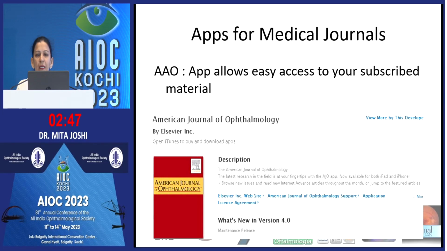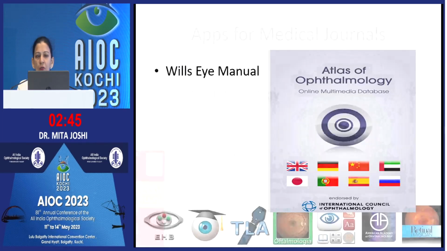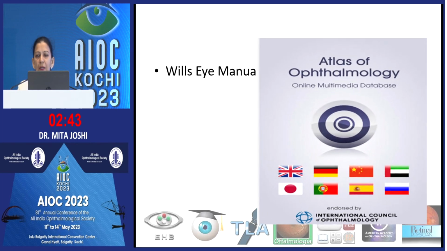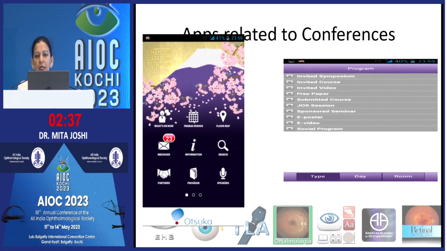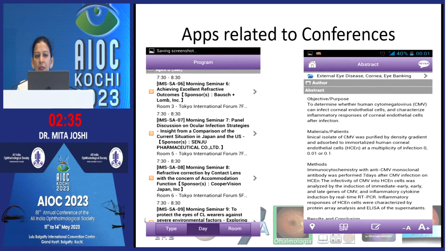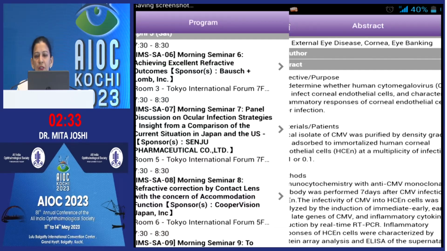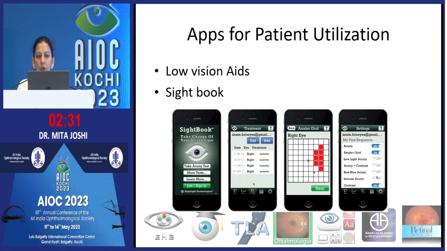You have apps for medical journals. We have our own IJO on this now. You have the Wills Eye Manual and the Atlas of Ophthalmology. Apps related to conferences are now a routine, so they allow you to plan your day, just see what is going on in which hall, and then you can just follow accordingly.